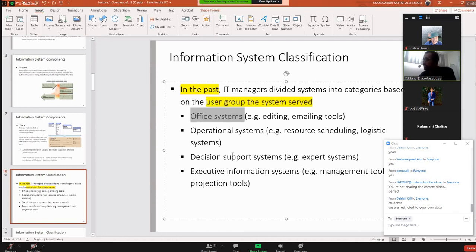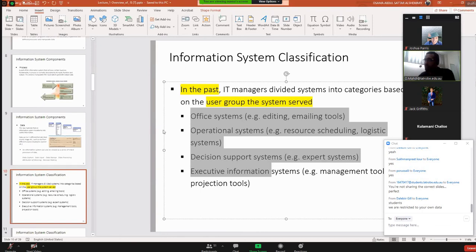One of the classifications, for example, could be used by editing or emailing tools. Operational systems, of course, decision support system, executive information system. So this is what we can call the old classification. In the past, 10, 20 years ago, they used this categorization based on the user group who the system served. Based on that, they classified the information system.